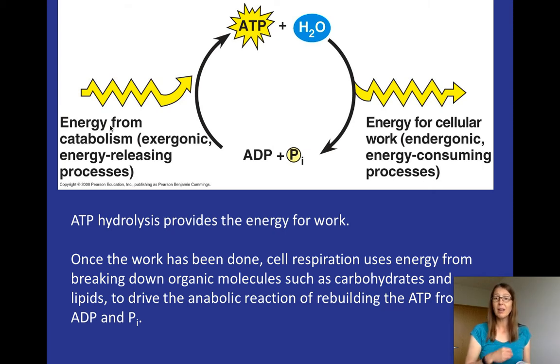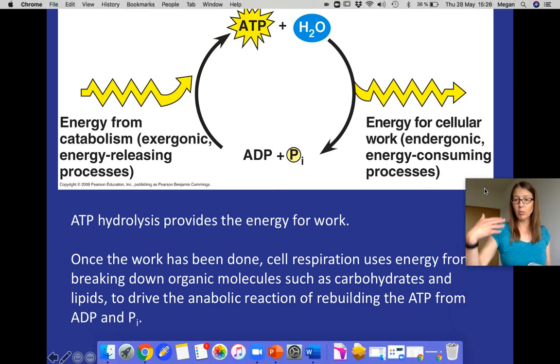Okay, so when you eat your porridge in the morning, that porridge gets broken down, you digest it into smaller parts, and then your body, your cells, will end up taking those smaller molecules, breaking them down, and using the energy from breaking down all those carbon bonds to drive the work it takes to make ATP. Okay, so once the work's been done, cell respiration uses energy from breaking down organic molecules like carbohydrates and lipids to drive the anabolic reaction of rebuilding the ATP, right? So it's anabolic because we're building something, the ATP from ADP and P.